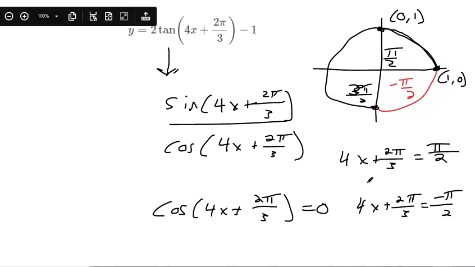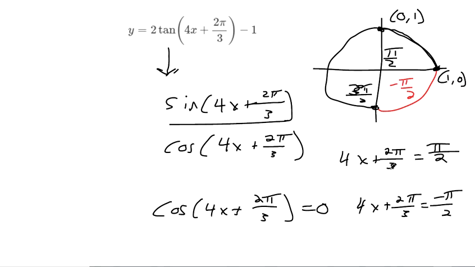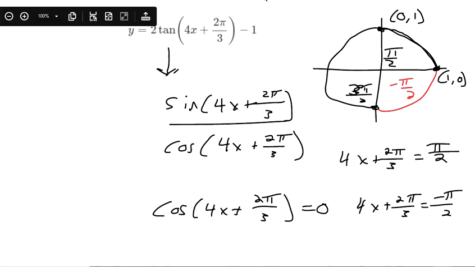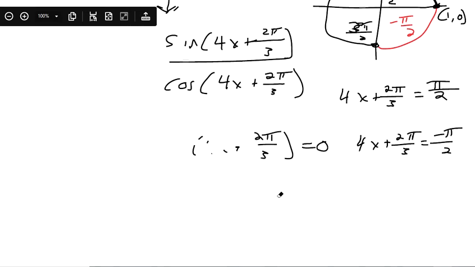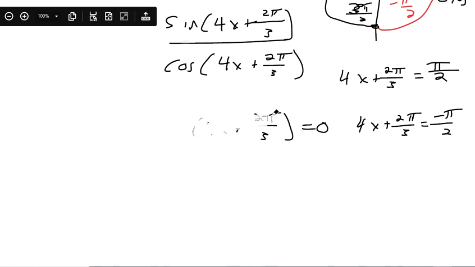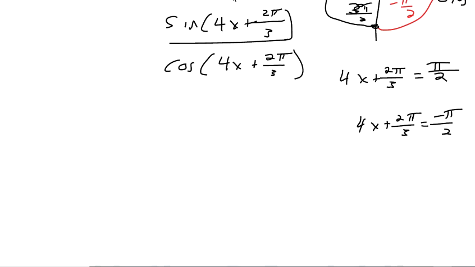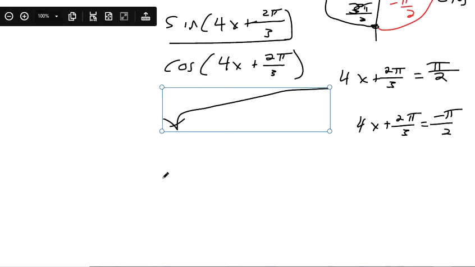And then to solve this equation, we'll take the top one up here. You would subtract 2 pi over 3 from both sides. Run out of room. Oh, there we go. That's better. Okay, so I'm going to subtract 2 pi over 3 from both sides.